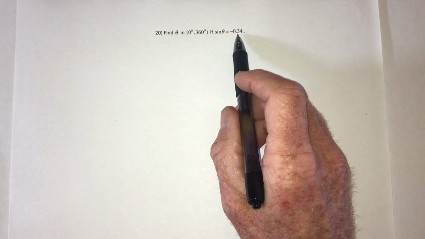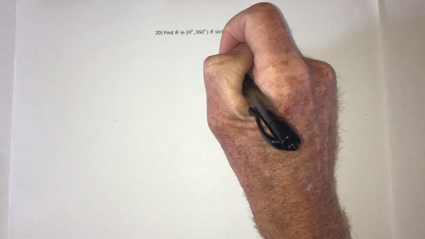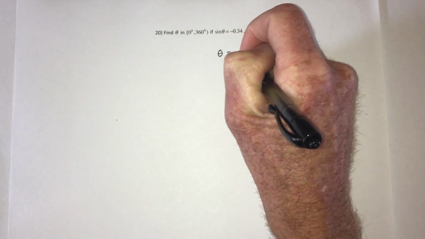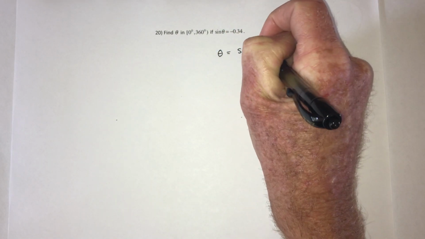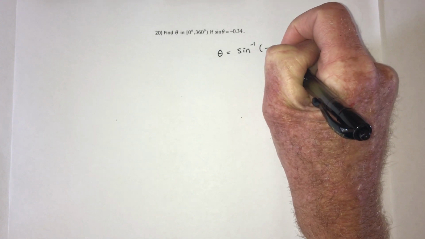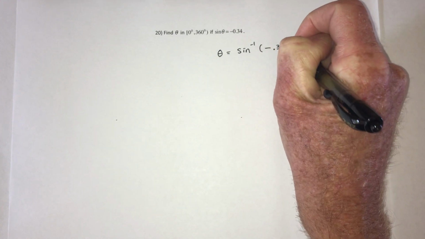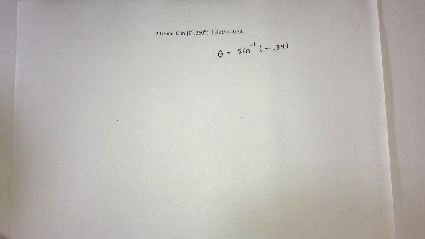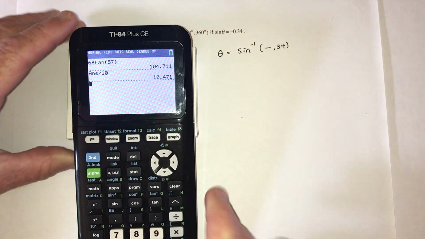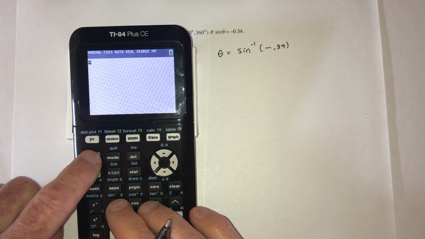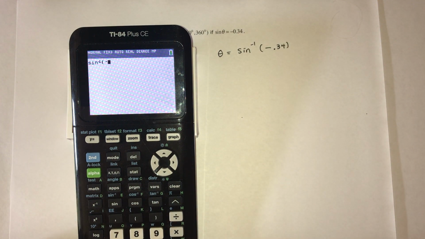So find theta between 0 and 360 degrees, and sine theta is equal to negative 0.34. Well, the first thing is take sine inverse of both sides. So sine inverse of negative 0.34.